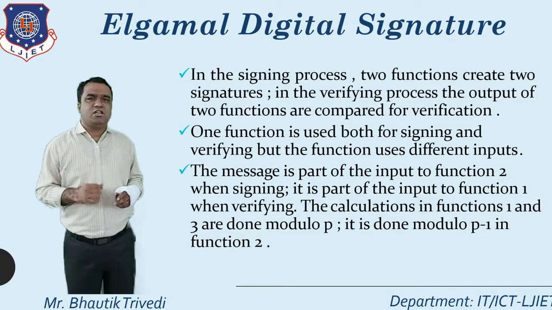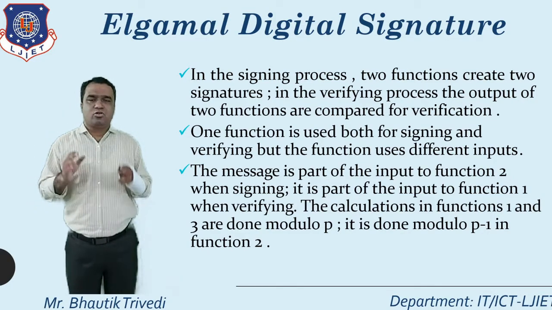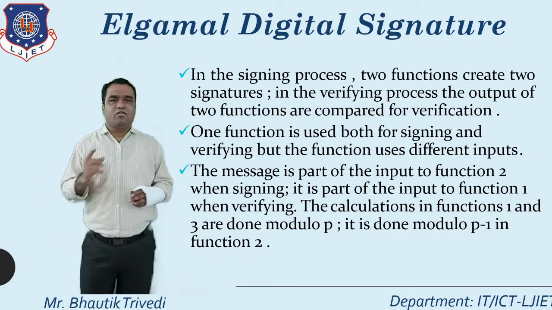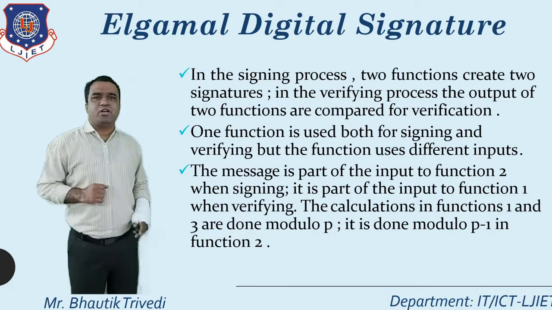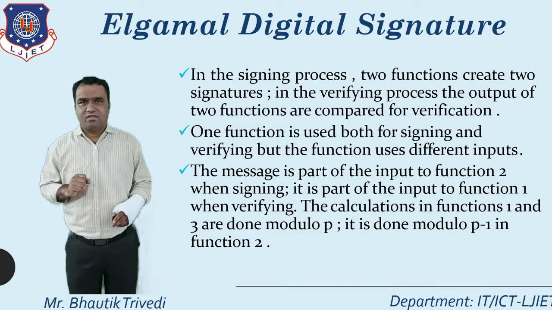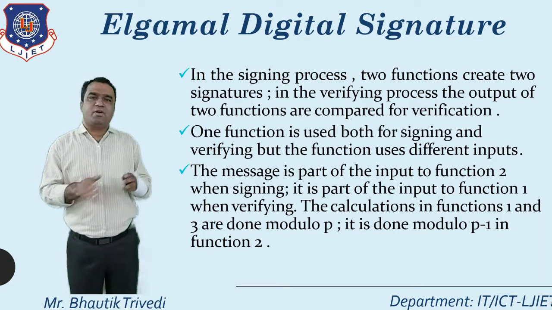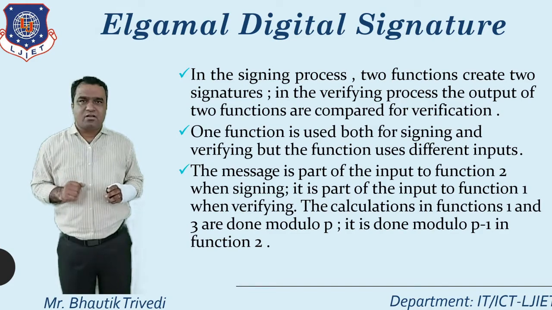So here you just see the important points of this particular technique. Up to this point, you already know there are mainly two processes. One is signing, and the second one is verifying. In the signing process, two functions create two signatures. In the verifying process, the outputs of the two functions are compared for verification. You already know this from the diagram.